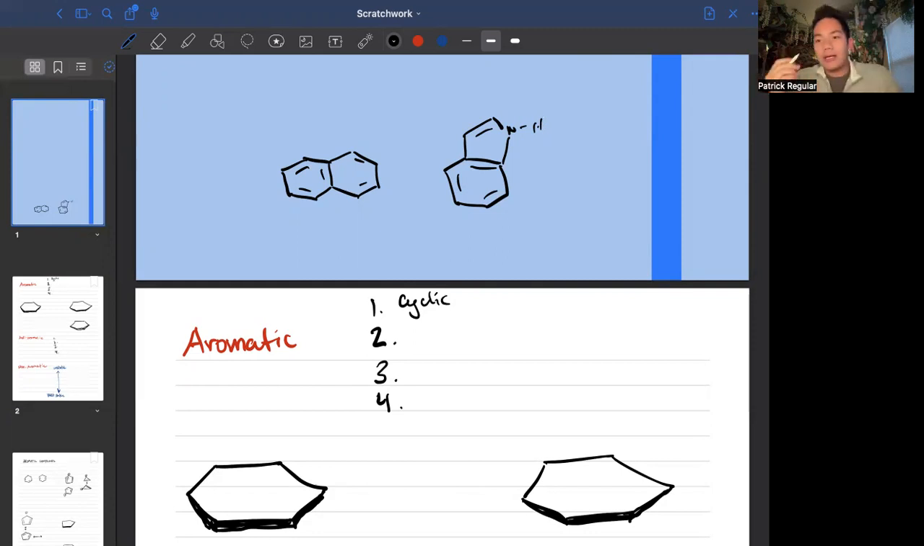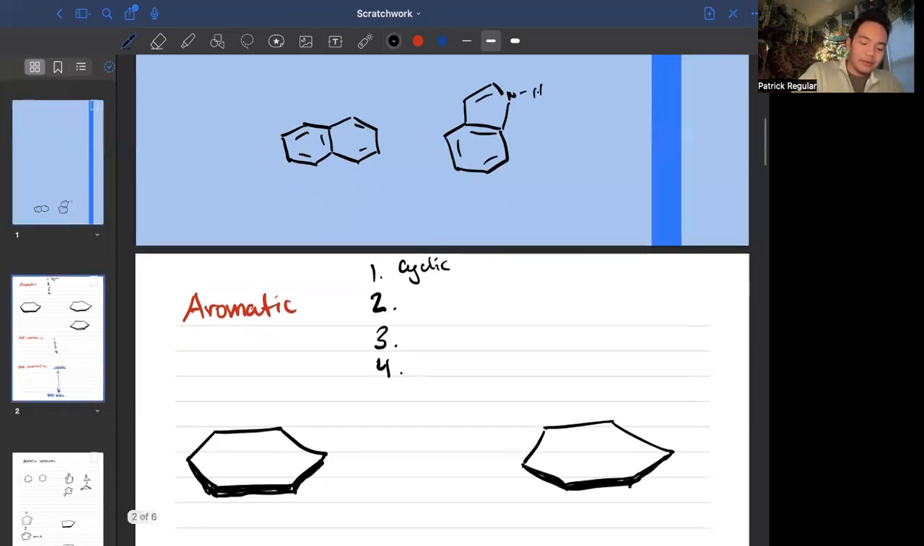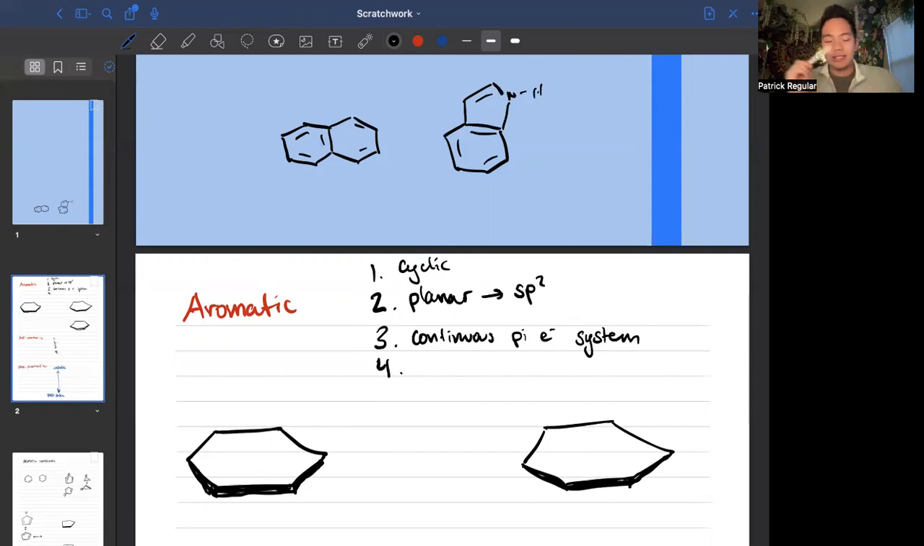Secondly, the second and third requirements are kind of hand in hand. The second one being it is planar. Planar as in, trigonal planar, where you have a system of sp2 hybridized carbons. Third, you have a continuous pi electron system. That means you have a conjugated continuous system of pi electrons, mainly pertaining to that cycle. And the last one is it follows Huckel's rule.